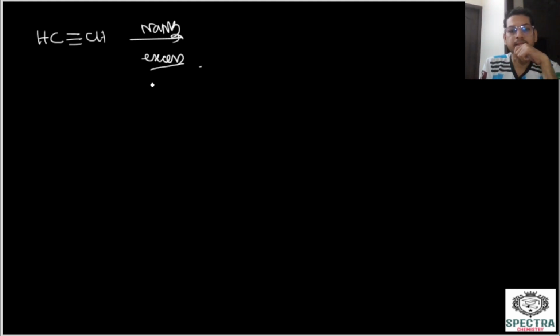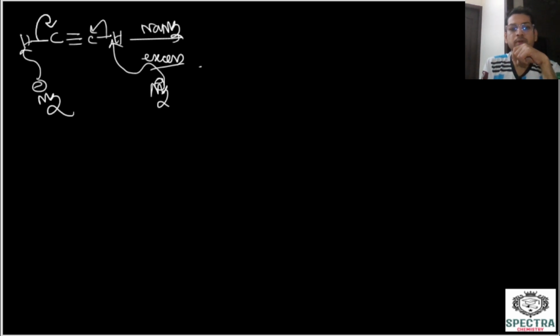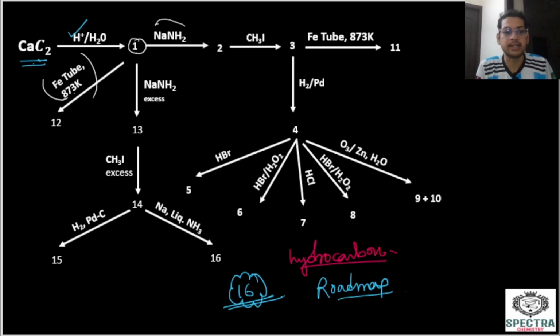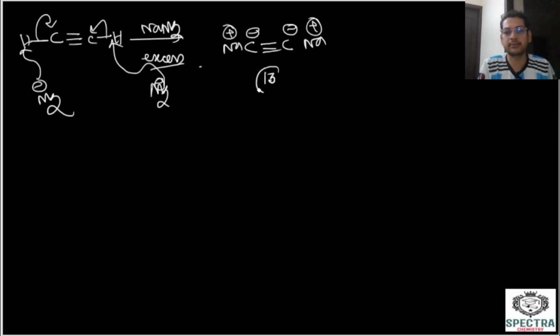Sir, what is the meaning of this? That means this NH2 minus can take this hydrogen. Let me write it in this way: C with hydrogen and C with hydrogen, and this bond goes. And sir, as it is given in excess amount, I can react this way also. Okay, sir, that means I will get C triple bond C with minus charges, and Na plus here and Na plus here. As NaNH2 is given in excess, both the sides can react. Okay, sir, I understand. Then it is my 13.